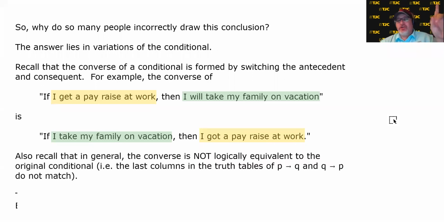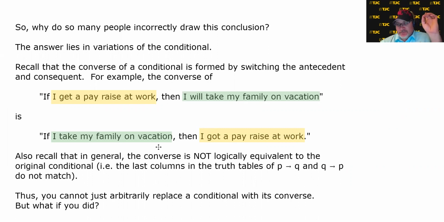Also recall that in general, the converse is not logically equivalent to the original conditional. That means that the last columns in the truth tables of P pointing to Q and Q pointing to P do not match. Thus, you cannot just arbitrarily replace a conditional with its converse and expect everything to be okay. But what if you did?